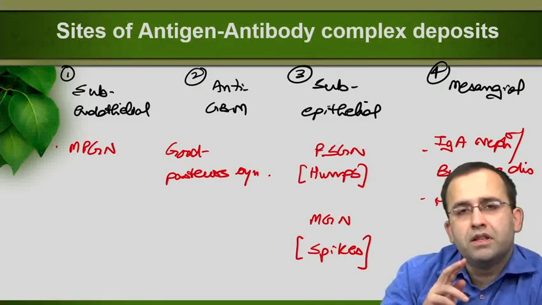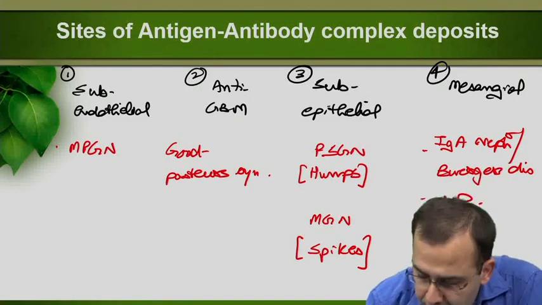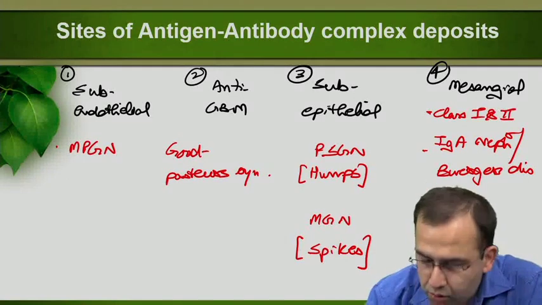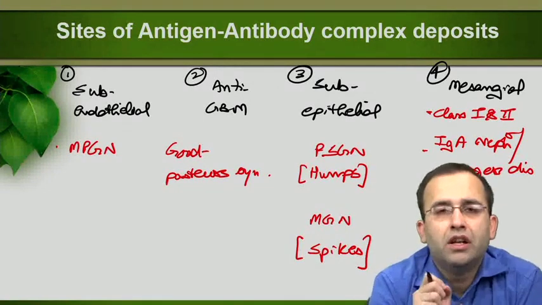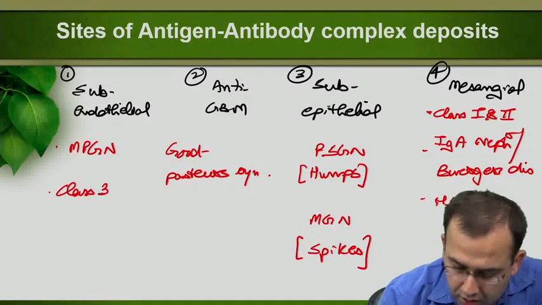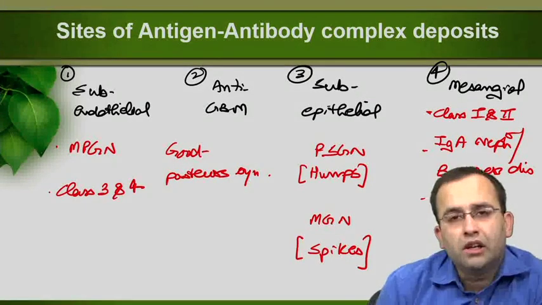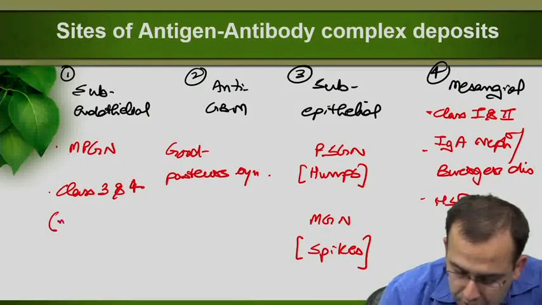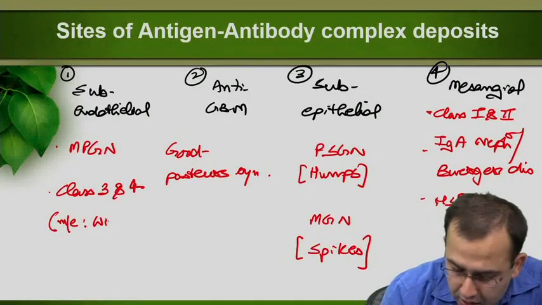Next, coming to lupus. The initial site of deposit in lupus, I am writing it on the top, that is class 1 and class 2 lupus is mesangial in nature. Next, class 3 and 4 are subendothelial, with microscopy of class 4 showing wire loop lesions.